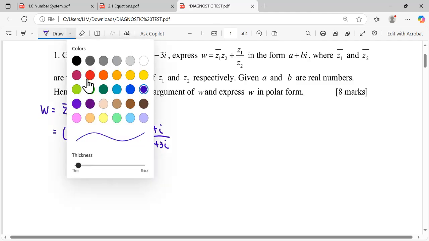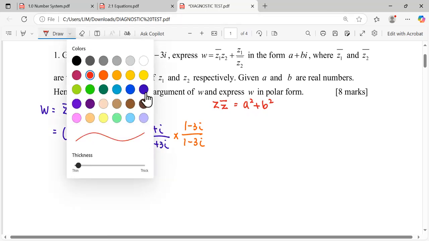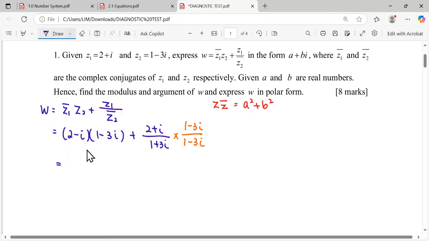So when we have division on complex numbers, we need to rationalize the denominator. How to rationalize the denominator? We need to multiply with its conjugate. So the conjugate of 1 plus 3i will be 1 minus 3i. We multiply with its conjugate so that we can rationalize, where a complex number times its conjugate gives you a squared plus b squared. It's a real number. You get a real number in your denominator. Then we can divide it. All right, then we continue.